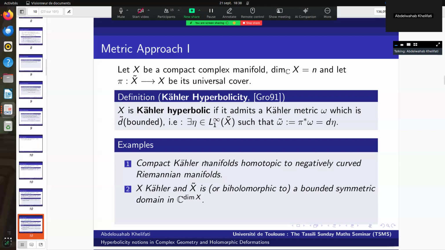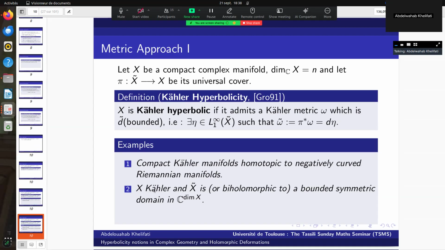And another type of example: if we guarantee that X is Kähler and the universal cover is, or is biholomorphic to, a bounded symmetric domain in C to the dimension of X, this is also Kähler hyperbolic. So why do we assume that X is Kähler? Because actually we can have this case without X being Kähler, when X is LCK, or locally conformally Kähler. It can have such a universal cover.